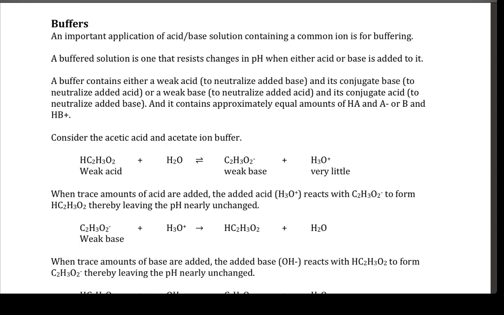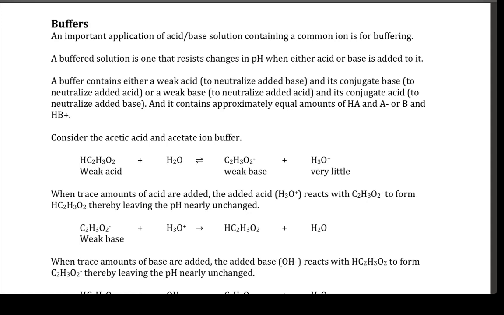So we see the equilibrium, HC2H3O2 plus H2O in equilibrium with C2H3O2 minus plus H3O plus. So we have amounts of the acetic acid and the acetate ion that were there in the beginning, and we have an equilibrium established where a little bit of the H3O plus forms, but very little.